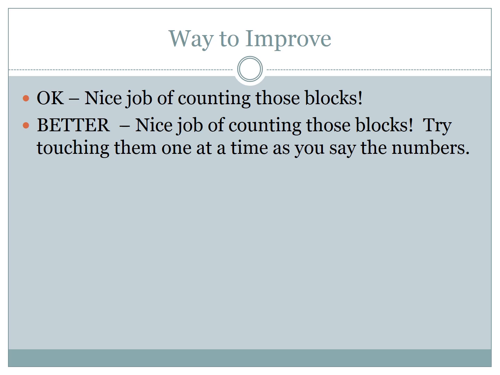It's also a good idea to include, if possible, ways to improve the performance. And you can do this with even very young children. For example, if you are teaching pre-kindergarten and you're trying to teach one-to-one correspondence and counting blocks, instead of just saying, nice job of counting those blocks, which is specific, so it's not terrible, you could say, nice job of counting those blocks. Now let's try touching them one at a time as we say the numbers. And so we've given the student not only feedback about their performance, but you've also suggested a way to improve the performance.